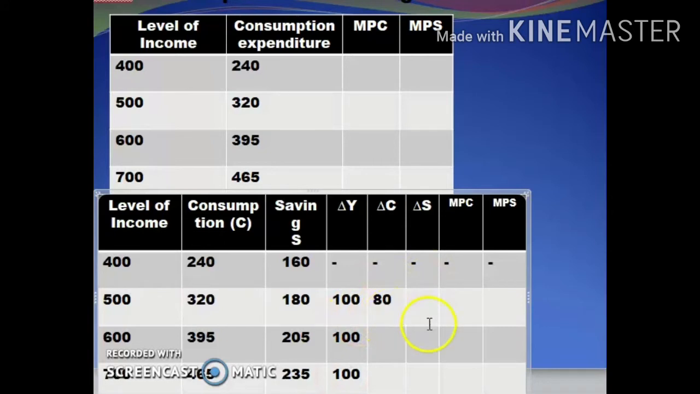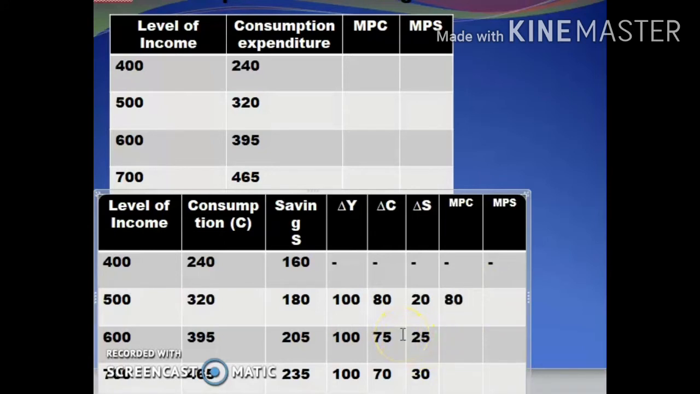Next is delta C. It is 80, that is current consumption minus previous consumption. The first column we can't determine. The next column is 75, and the next is 70. Savings are the same: current saving minus previous saving. The first column will be blank. So the answers are 20, 25, 30.